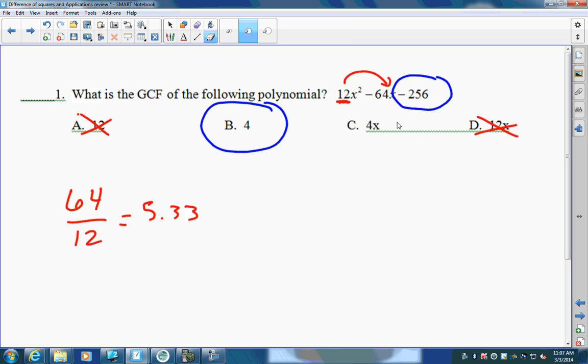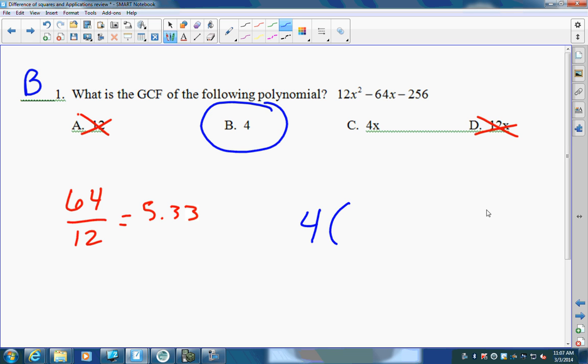Now, wait. You need to listen, so it'll help you later on. What if I needed to write this after I factored it out? So yeah, this would be b, but after you find the GCF, I'm going to factor out a 4. So that means that I'm going to divide everything by 4, and in here, I need to write what's left.